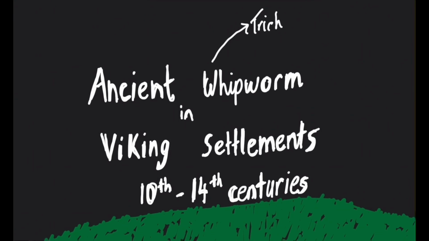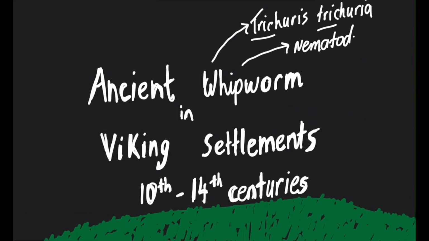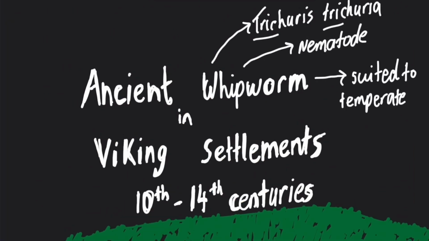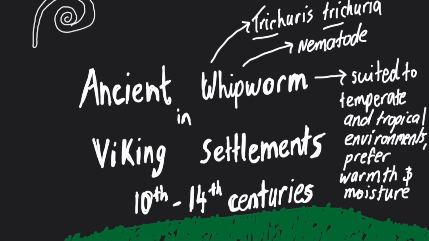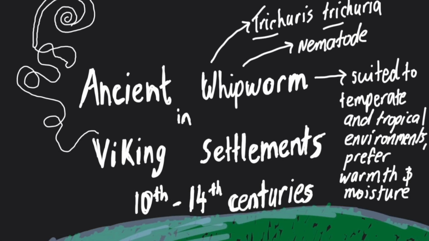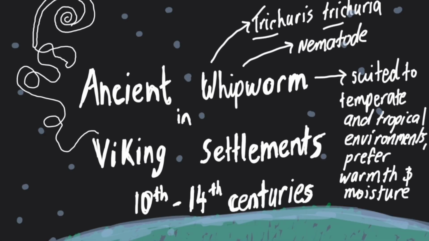Archaeologists digging through old Norse latrines in Greenland, yes, that is ancient poop, found whipworm eggs, showing that Viking settlers once lived in a mild and humid climate. But as the Little Ice Age hit in the late 13th century, things got colder and drier, conditions that likely made life tougher and contributed to the settlement's decline.